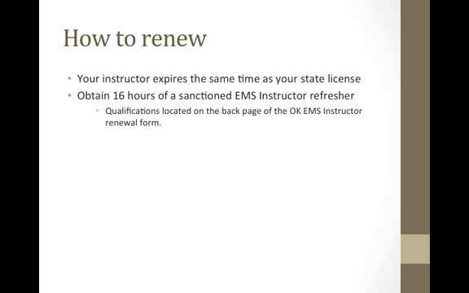Qualifications of the instructor refresher course are located on the back page of your EMS instructor initial form or the renewal form. They're the same form. They're located on the back page of the Oklahoma State EMS instructor renewal form.